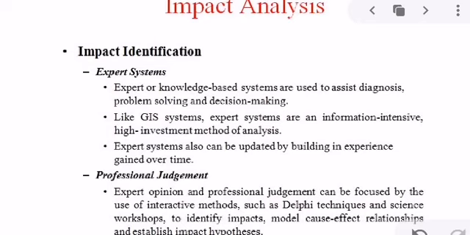And about professional judgment, expert opinion and professional judgment can be focused by the use of interactive methods such as the Delphi technique and science workshops to identify impacts, model cause-effect relationships, and establish impact hypotheses. So expert systems and professional judgment are also methods of impact identification, which are more information intensive. Okay, so these are the methods of impact identification.